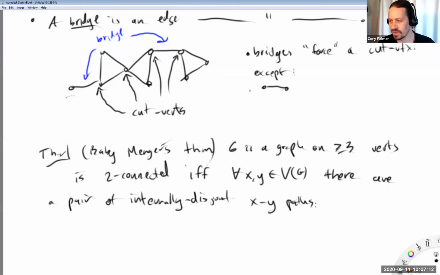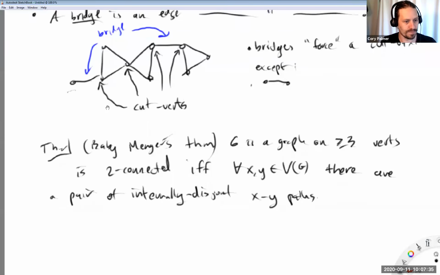Okay, so just as I promised, you can replace 2 connectivity with the fact that you have 2 XY paths that are internally disjoint. Saying internally disjoint over and over again is a bit of a mouthful, but you cannot drop this property here. Saying that there are at least 2 XY paths is not strong enough. That doesn't give you 2 connectivity, and that'll be evident in the proof here. But that's our statement.